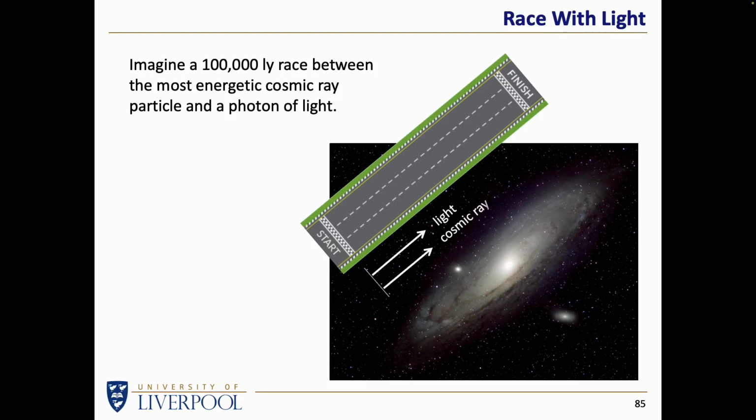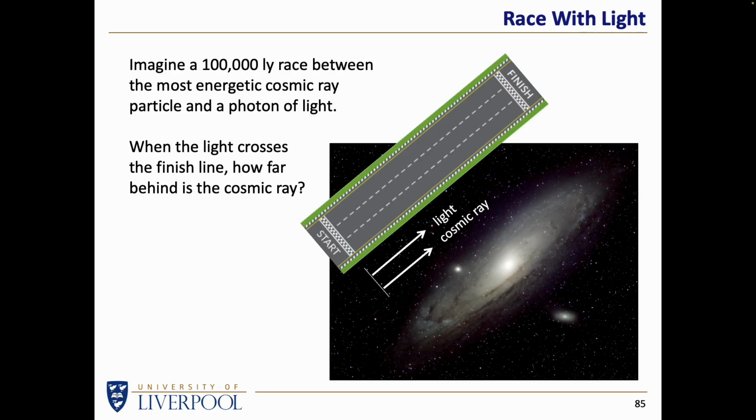They're going to start at exactly the same time. Now, we know nothing can go faster than light, so the light is going to win this race. It can't be otherwise. The cosmic ray is traveling almost at the speed of light, but the light is going to win. The question is, when the light crosses the finishing line after a race over 100,000 light years, how far behind it is the cosmic ray? That's one way of visualizing how fast it's going. So when light crosses the finishing line, the cosmic ray will be behind it 5 millimeters. It'll be 5 millimeters behind it after a race over 100,000 light years.